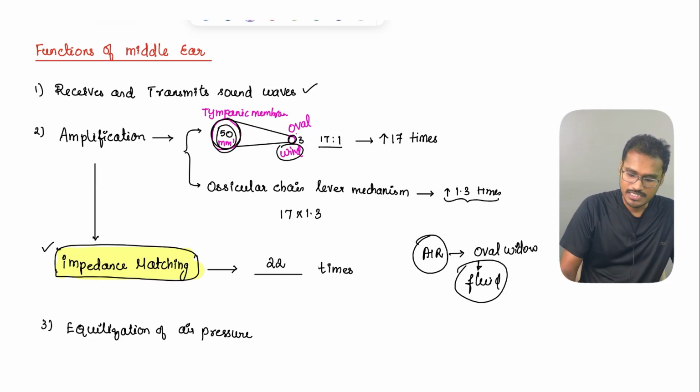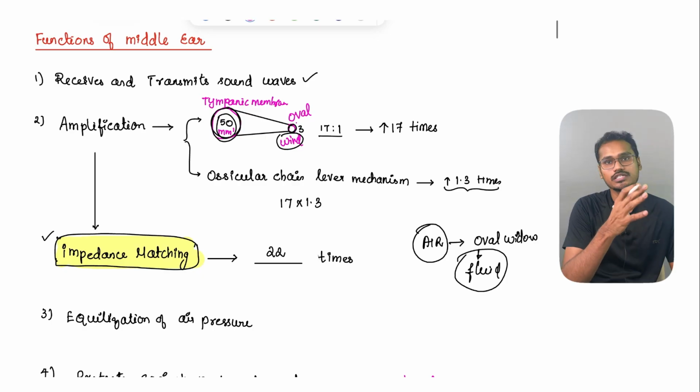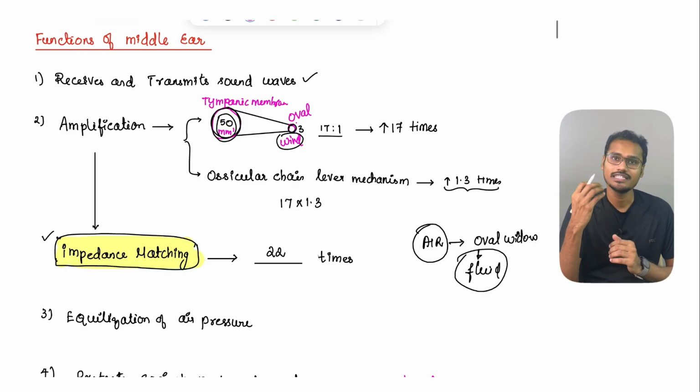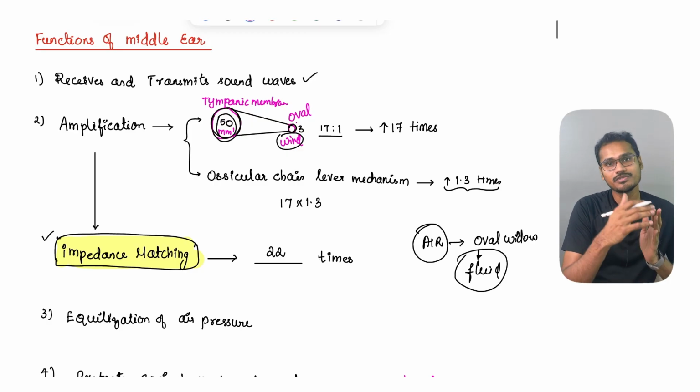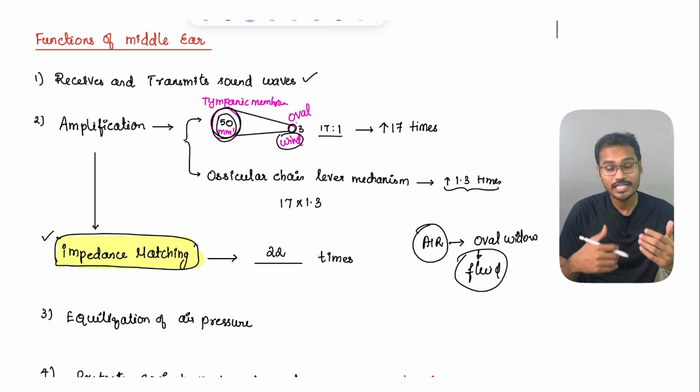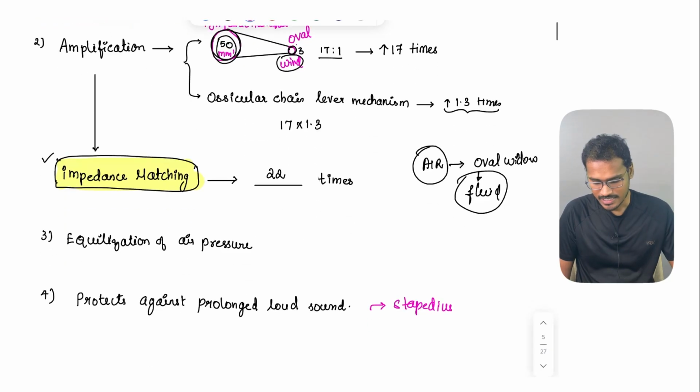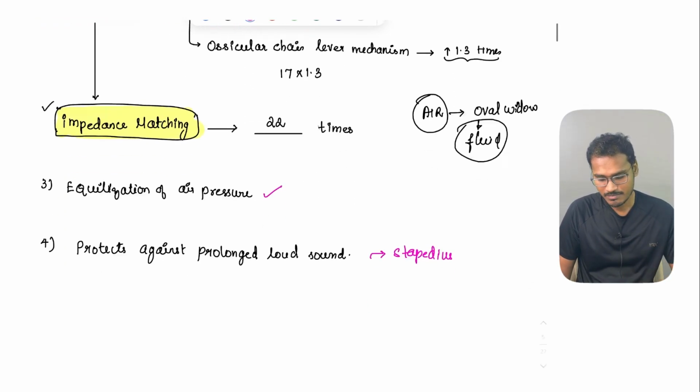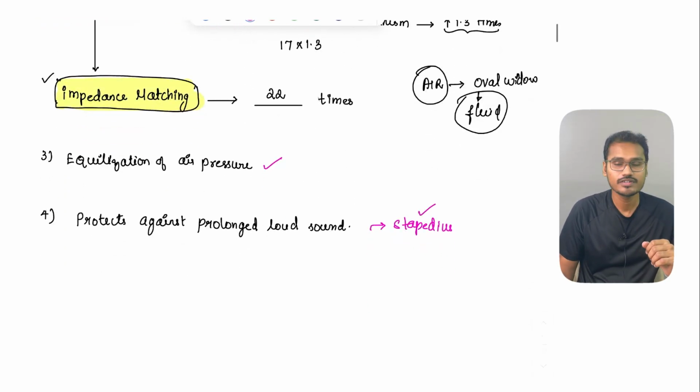This impedance matching has to be done because the sound is traveling from air to fluid. See the beauty of this mechanism. It is devised in such a way that the dampening which happens between air and fluid is equalized, we can say. Next is equilibration of the pressure. Then prevention of loud sounds with the help of the tympanic reflex, which is done by the stapedius.